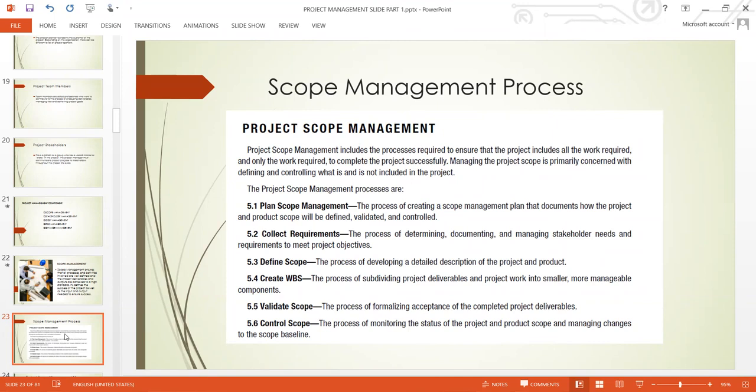Then the next one is define the scope. This is the process of developing a detailed description of the project and the product. That's why you define it, a detailed description. What is the objective? Everything has to be in detail. We call it low level requirement. You have to go down in details to define the scope.